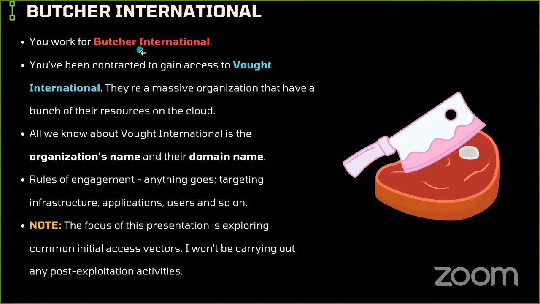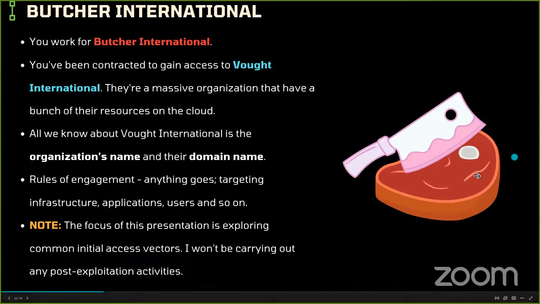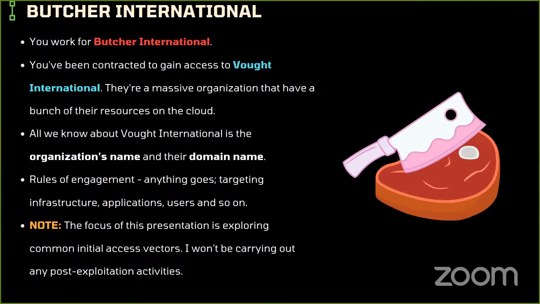It's a live environment. So the target organization is going to be Vote International, and the attacking entity is going to be Butcher International. All we know from the attacker's perspective is the name of the organization, which is Vote International, and we know the domain name from just Googling what is Vote International's website. Remember, I said the focus for today is just initial access. I won't be doing things like lateral movement or any post-exploitation activities. I'm only going to be focusing on how to get a foothold and just a few things we can do after we get a foothold.